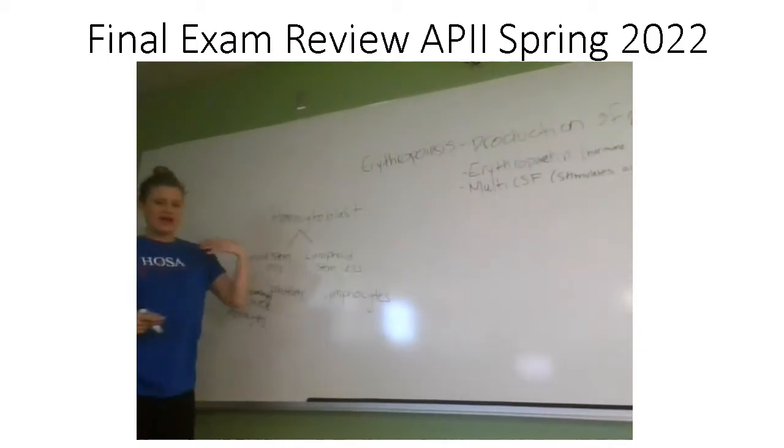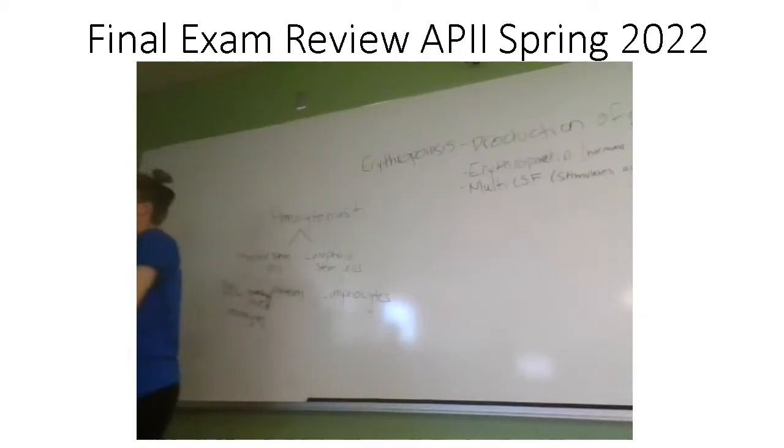So if I ask you, platelets originate as what stem cell? Myeloid stem cell. Right? Red blood cells originate as what stem cell? Myeloid stem cell. Right? Lymphocytes originate as what stem cell? Lymphoid stem cells. Or if I ask you, which of the following stimulates red blood cell production? Erythropoietin or multi-CSF.